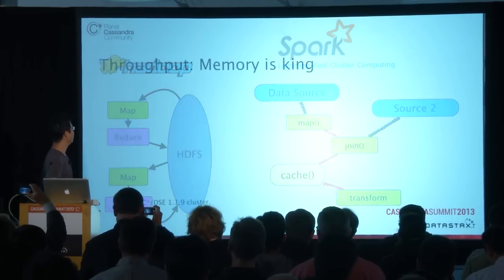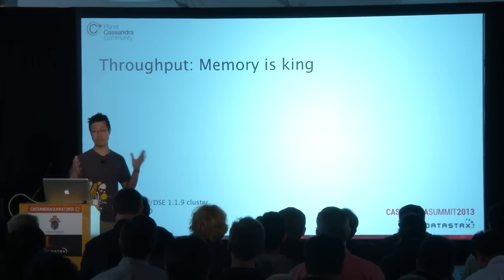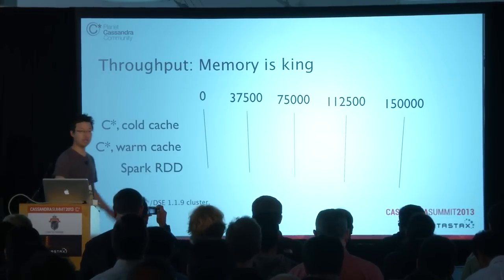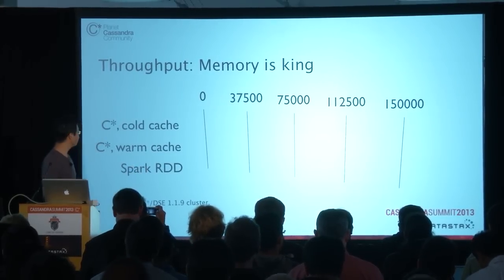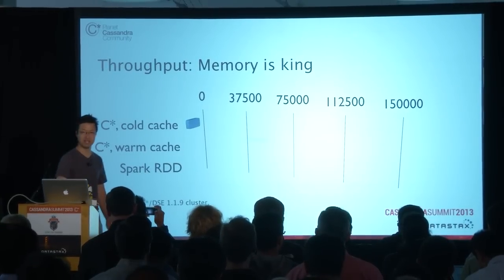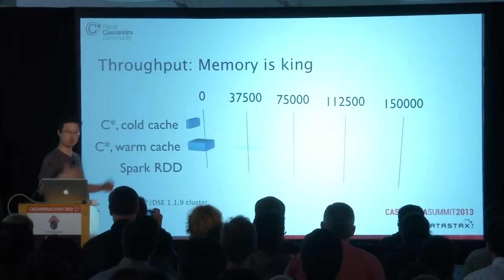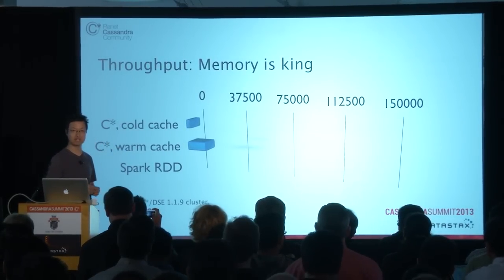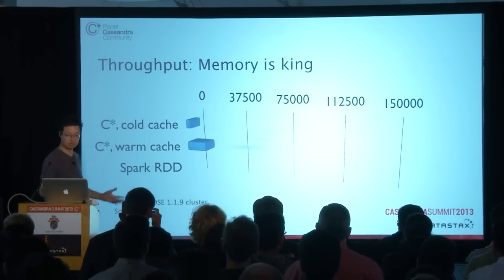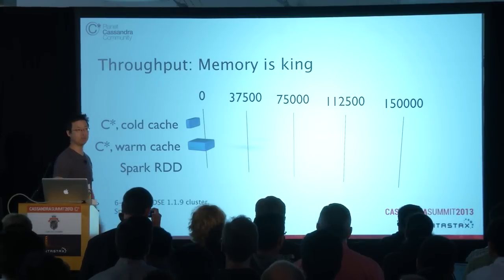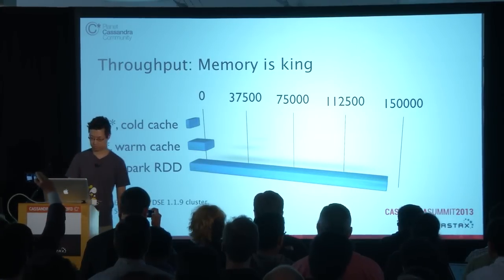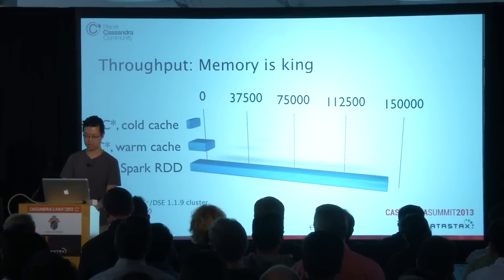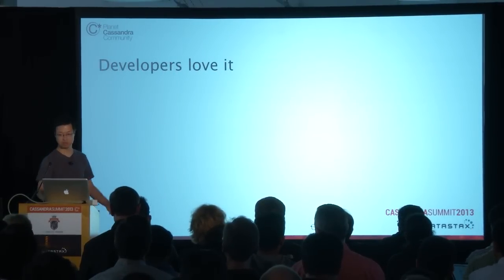And what we find is that, throughput-wise, memory is really king. We did a quick study reading data from Cassandra when the cache is cold, and then when the cache is warmed up, we get a speed up of about 7x to 10x. Having a warm cache does do wonders for you. But it's really nothing compared to in-memory processing by Spark. And the other reason why we know that we're headed in the right direction is because developers just love it.